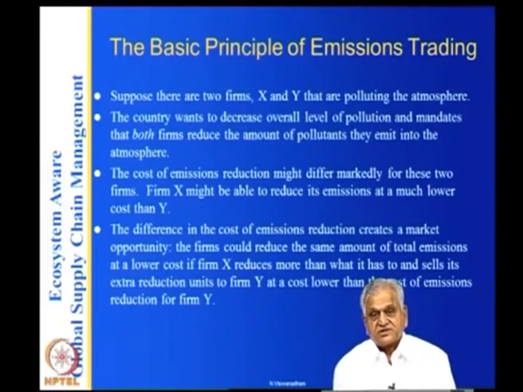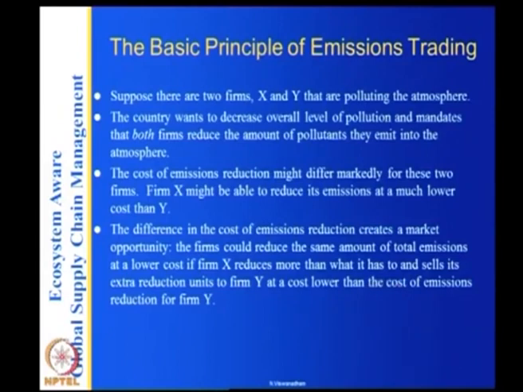Supposing X is cheaper, and it is asked to reduce by 30%, it reduces by 40%, because it is cheaper to do so. It is meeting its own goal under the government regulations, and it has 10% extra credits that it can sell to Y. Y, instead of reducing by 30%, can reduce by 20%. So the cost X charges to Y should be less than what Y has to pay to the regulator. Basically it's a simple principle of trading, where the company that can reduce emissions more cheaply does more than required and then sells the saved credits.